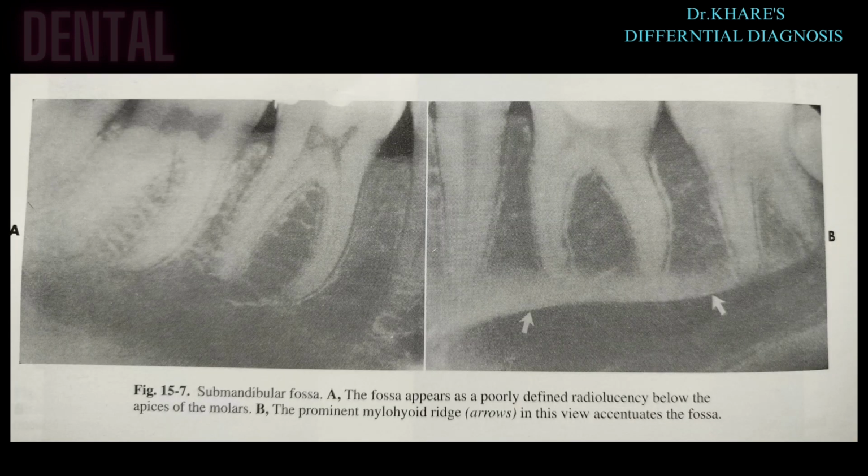This is the IOPA of mandibular posterior region showing mandibular fossa. The radiograph A shows the fossa which appears as poorly defined radiolucency below the apices of molar. While in the radiograph B, the prominent mylohyoid ridge shown by the arrow is seen in this view, accentuating the fossa.